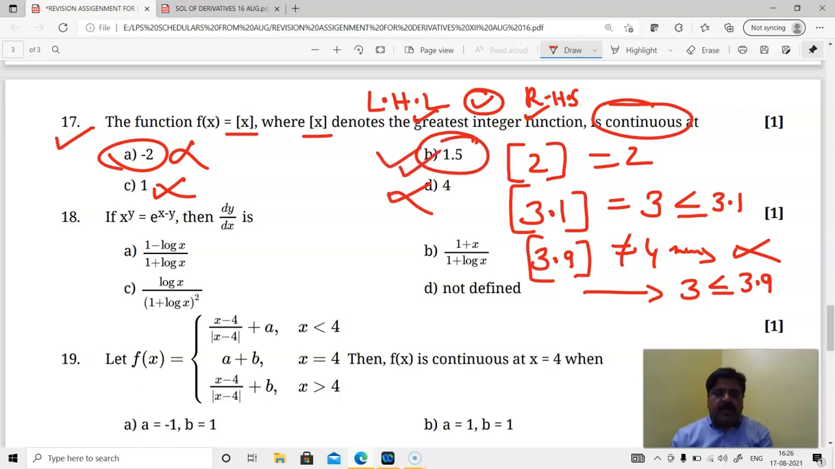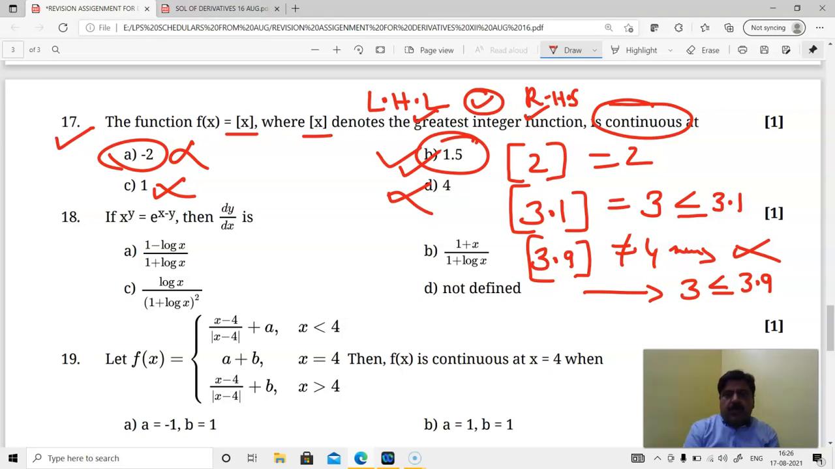And you can see it's the odd one out. All are integers, whether positive or negative, but 1.5 is not an integer. So the greatest integer function is a continuous function if we deal only with the non-integral parts, right? So this was the concept which we were using.